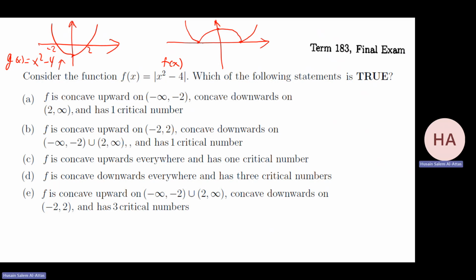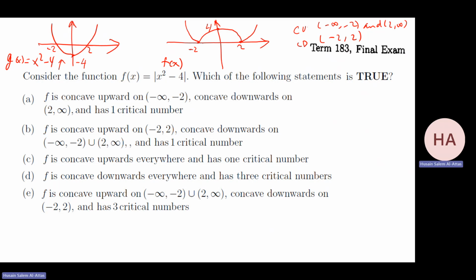This is 2, this is minus 2. Oh, this is 4, sorry, this is 4, because at x equals 0 that will be 4. And this is minus 2 and this is 2. Okay, now I can conclude easily from the graph, it's concave up from minus infinity to minus 2 and 2 to infinity, and concave down from minus 2 to 2.